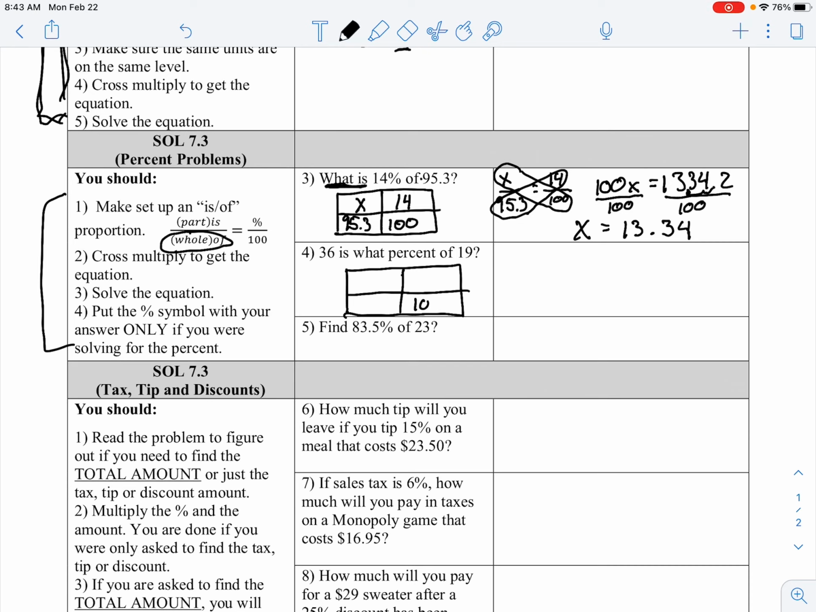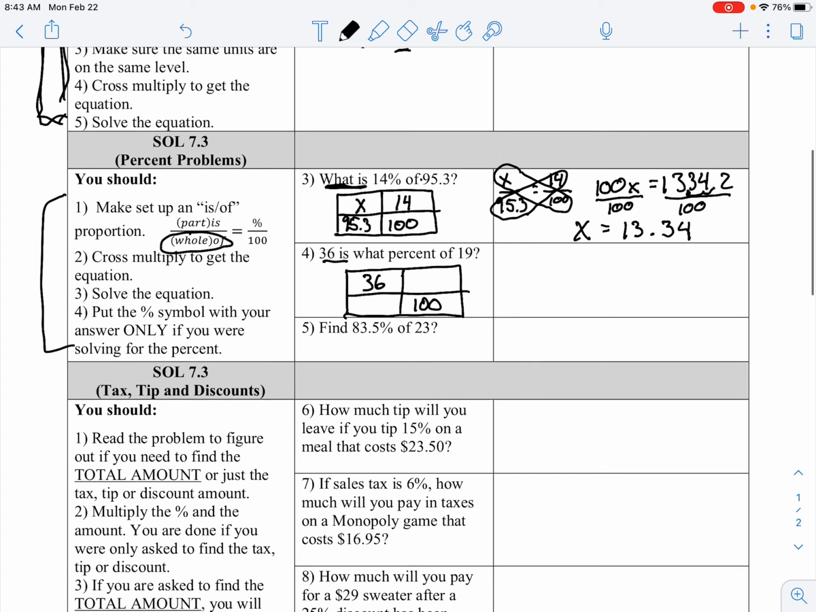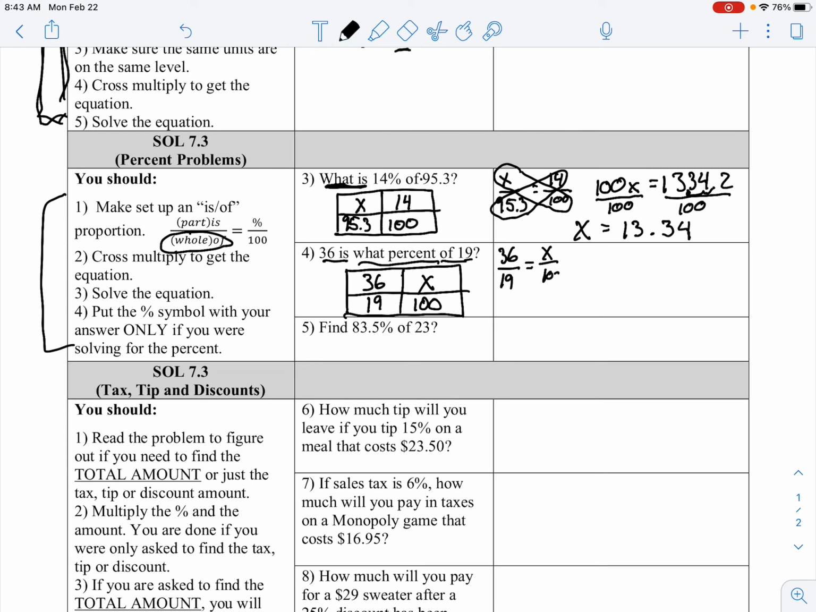And then coming back to it, we've got 100 down on the bottom. So 36 is going to go in our is square. What percent? We don't know the percent, right? What percent? So variable is going to go in our percent box. And then of is with 19. So 19 will go in the of space. And then we've got our proportion again. 36 over 19 will be equal to x over 100.